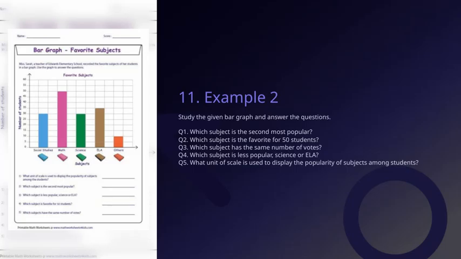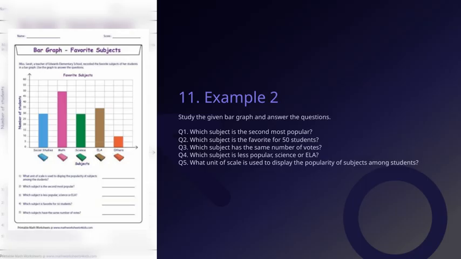Let's take a look at this second example. We've got a bar graph here, and I want you to follow along as I point out some key details. First, the question asks us to identify the second most popular subject. So, when you look at the bars, notice which one is the second tallest. That shows us which subject is the runner-up in popularity among students. Next, we want to find out which subject is the favorite for 50 students. Usually, the bar representing that subject will reach the mark corresponding to 50 on the scale. Pay close attention to the height of each bar to answer this accurately.